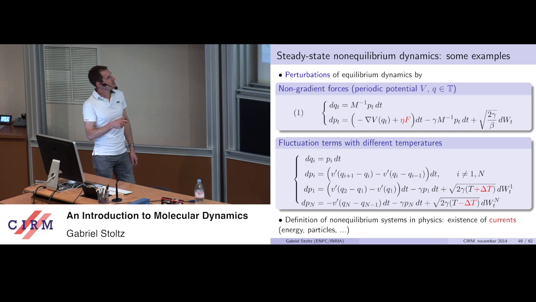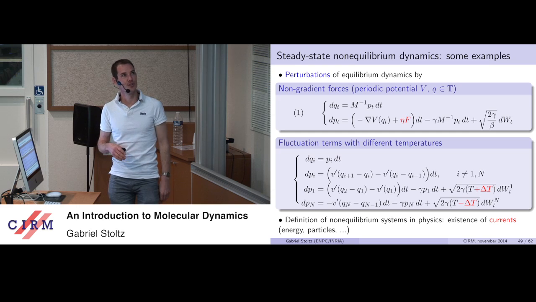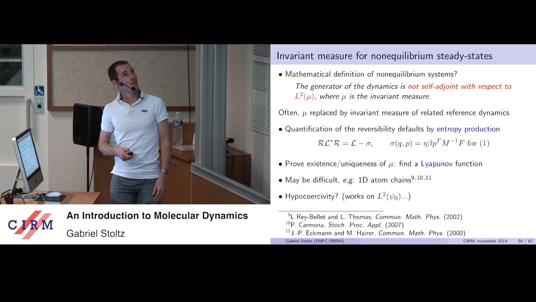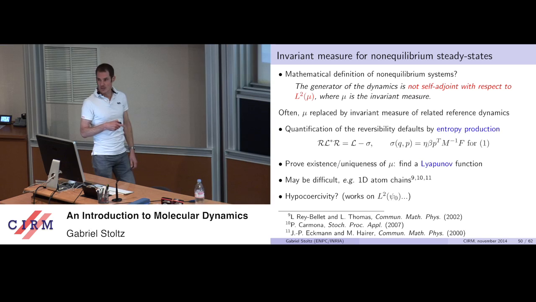Maybe I should emphasize at this stage that although I'm putting a constant force here, this constant force does not derive from the gradient of a periodic potential, and that's the reason it's a non-gradient forcing term. Although it formally derives from the gradient, which would be F transpose q, but it's not periodic. So from a mathematical viewpoint, I consider a dynamics to be non-equilibrium when the generator is not self-adjoint with respect to the invariant measure.